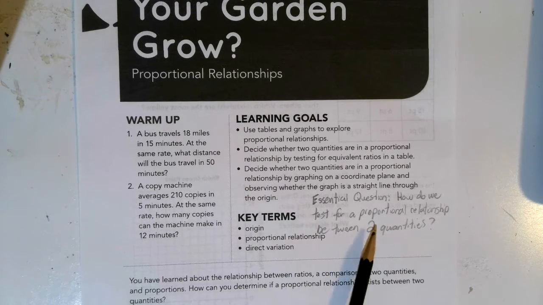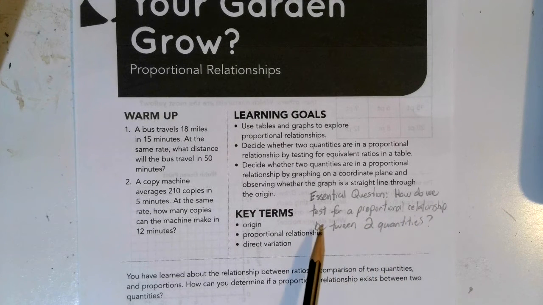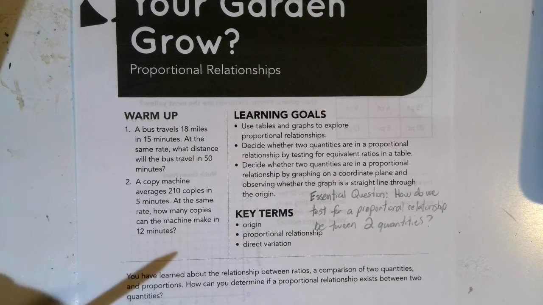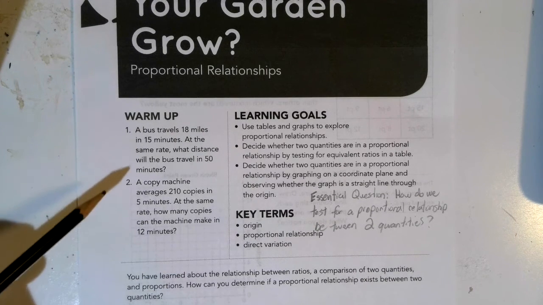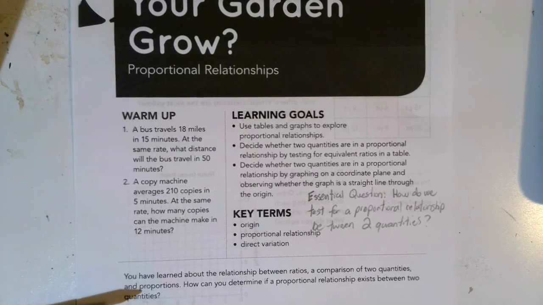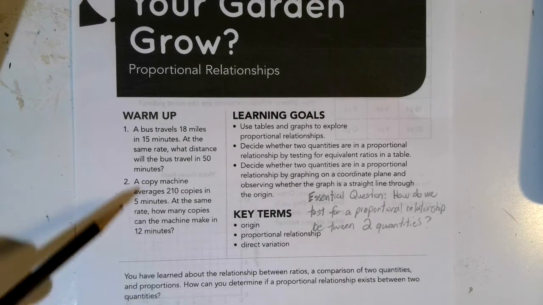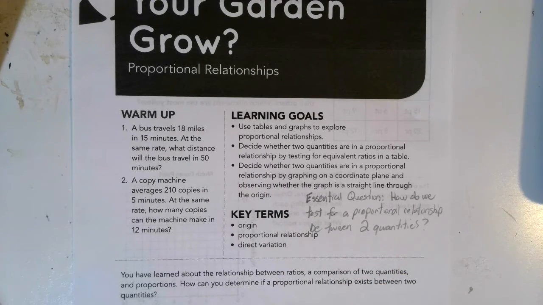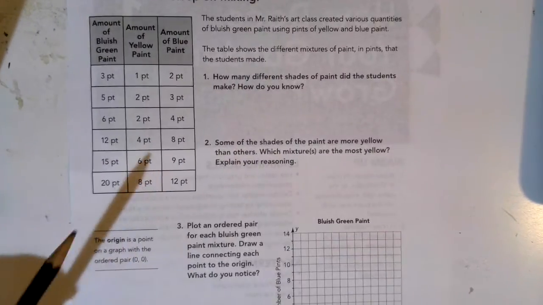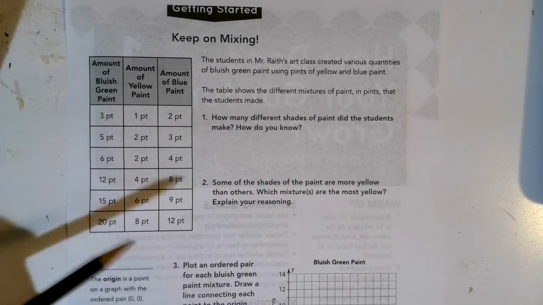So go ahead and write down your essential question. How do we test for proportional relationships between two quantities? And work on those warm-ups. When I do the answer video for getting started, I'll include the answers to the warm-up as well. So go ahead, pause, write those two things down, and we'll move on to the next portion of this lesson, which is the getting started.